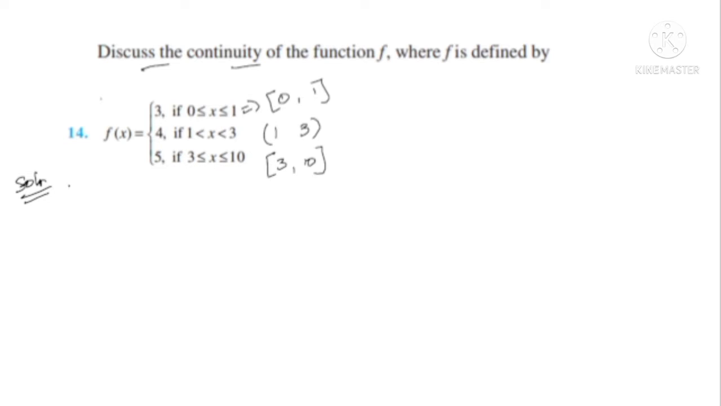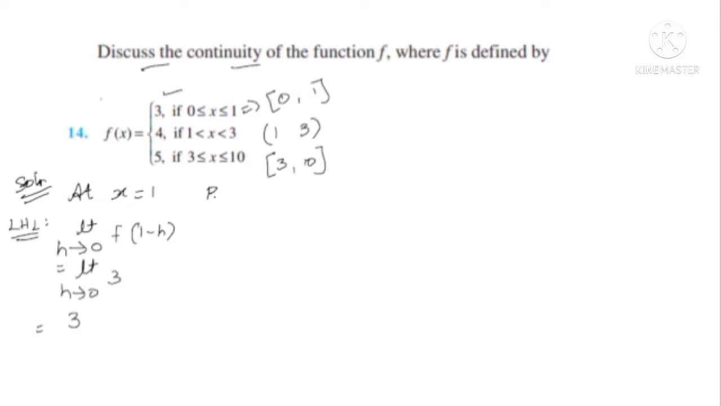So first let us check at the point x is equal to 1. First let us find the left hand limit. Left hand limit: limit h tends to 0 of f of 1 minus h. Something is subtracted from 1, so we get f of x to be 3. So limit h tends to 0 of 3. Since 3 is a constant function, there is no need to apply the limit. So we will get 3.